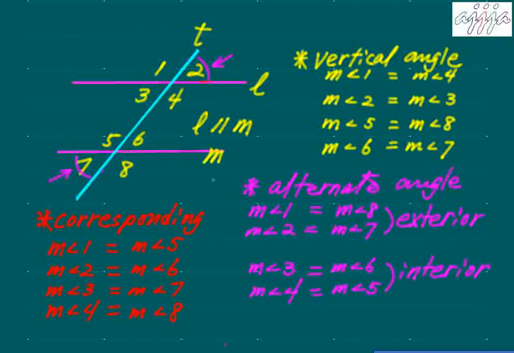Okay, vertical angles. Very simple. Okay, corresponding angles and alternate angles. Alternate angles, we have two different kinds. The exterior and interior. Hey, good starting of geometry. Fantastic. All right.